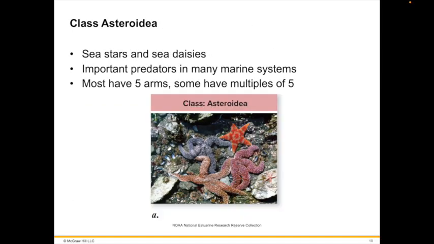So first up is Asteroidea, with the sea stars or starfishes. They are important predators in many marine systems. Most have 5 arms. Some have multiples of 5. They are abundant in the intertidal zone, but also occur at the greatest depths of the ocean, about 10,000 meters.